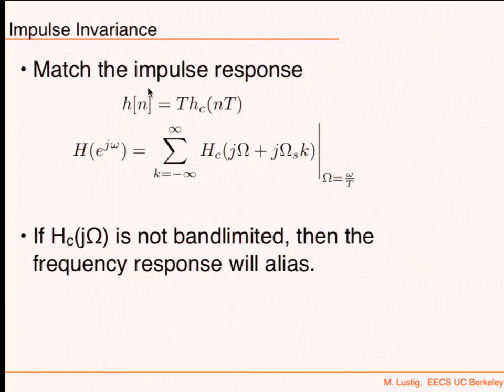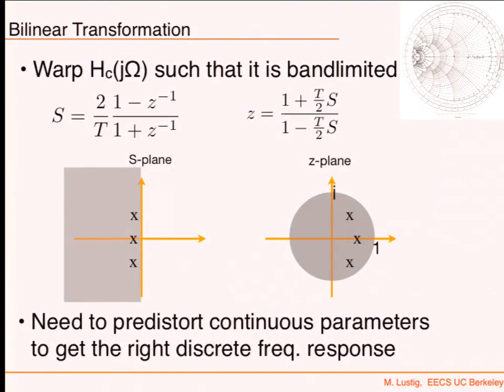The other way that people do is a transformation. So basically what you do is you warp H_c(j omega) such that it becomes band limited. Okay. If it goes from minus infinity to infinity, you map the range of minus infinity to infinity onto something periodic.